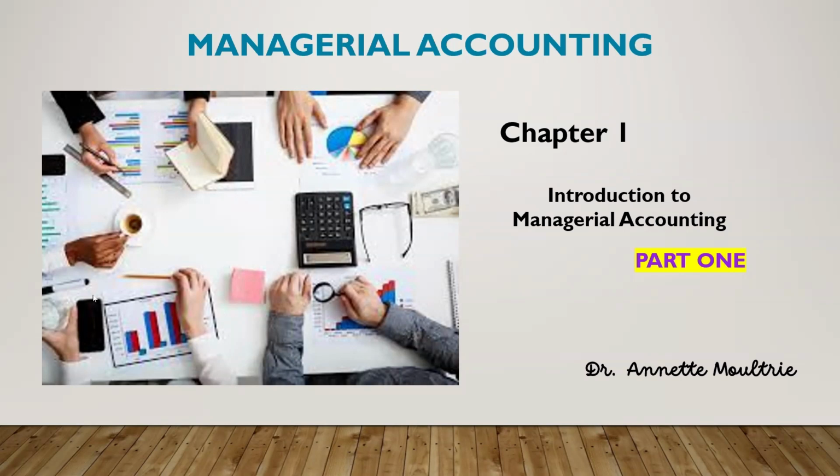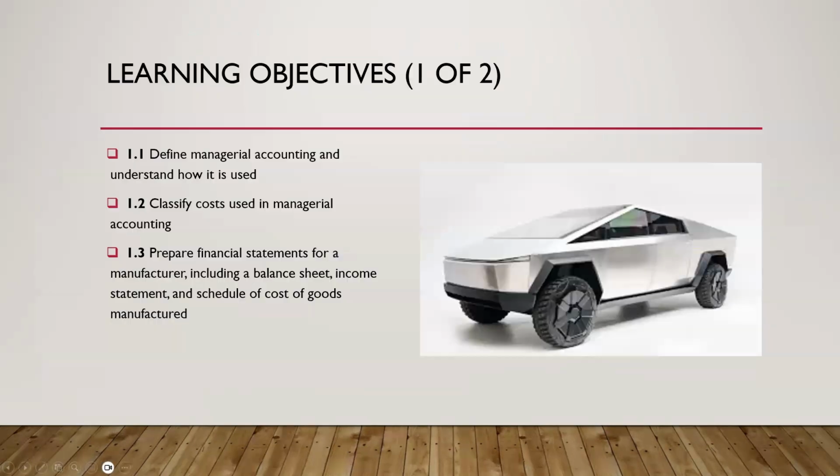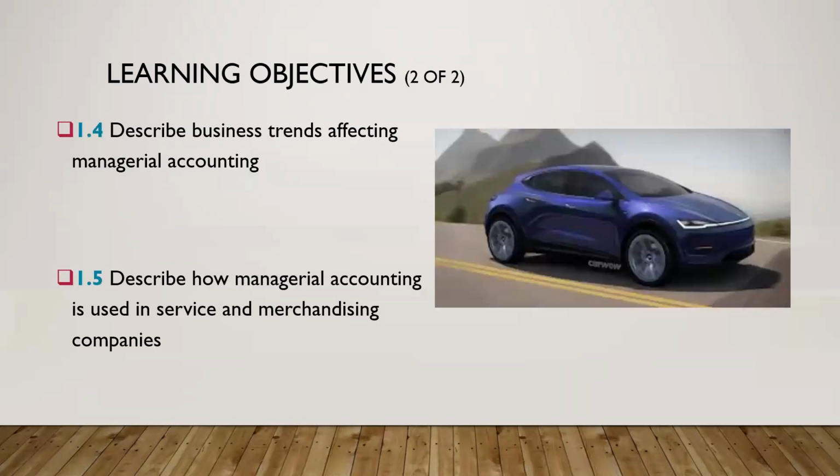So let's get started. Chapter 1, Part 1. The learning objectives for Chapter 1 are: one, define managerial accounting and understand how it is used; two, classify costs used in managerial accounting; three, prepare financial statements for a manufacturer, including a balance sheet, income statement, and schedule of cost of goods manufactured; four, describe business trends affecting managerial accounting; and objective number five, describe how managerial accounting is used in service and merchandising companies.